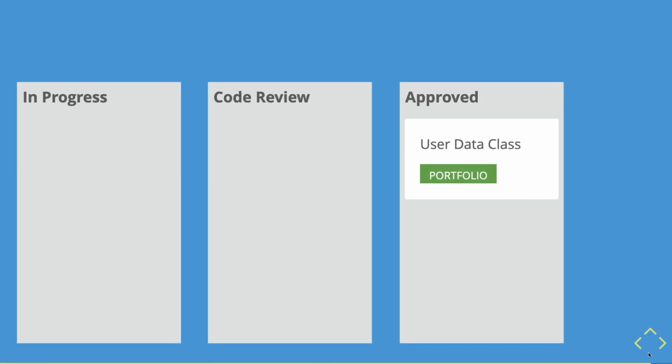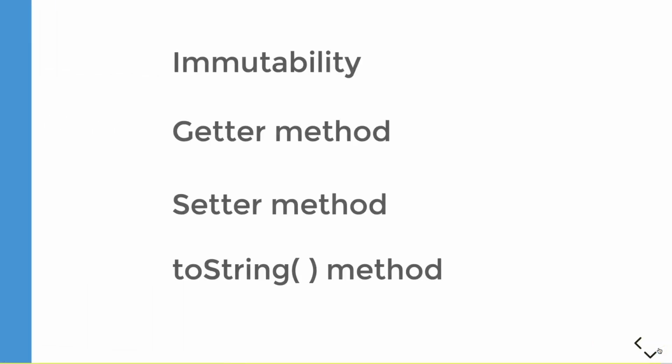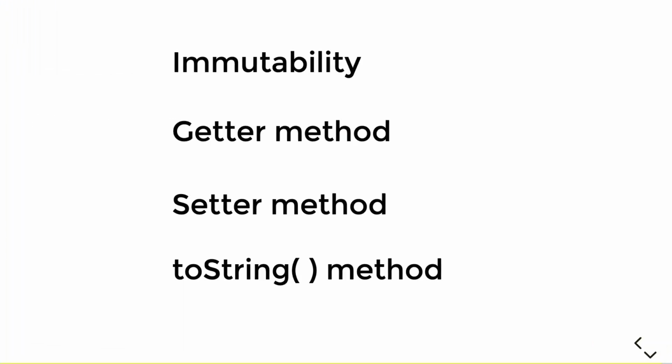Yes, rejoice! In summary, you have learned what immutability means and how it can help your data to have fewer bugs. Moreover, you learned how to create a getter and setter method to read and write values according to your specific needs. Lastly, you learned to override the toString method to print out human readable statements about your object.